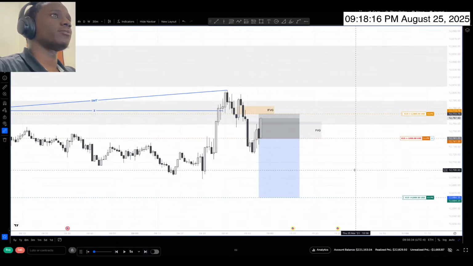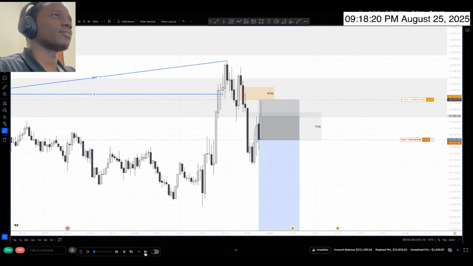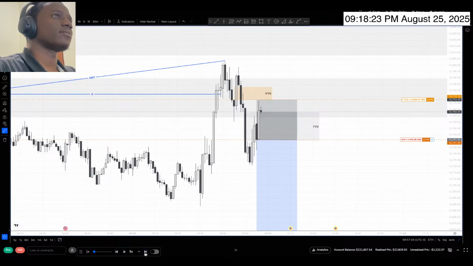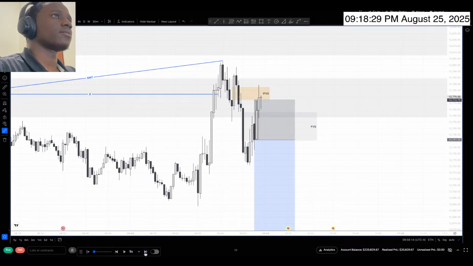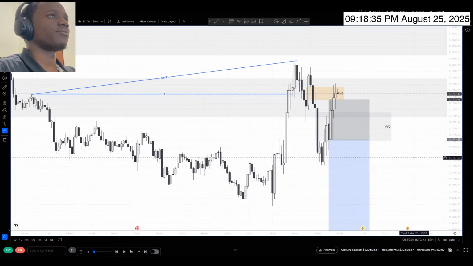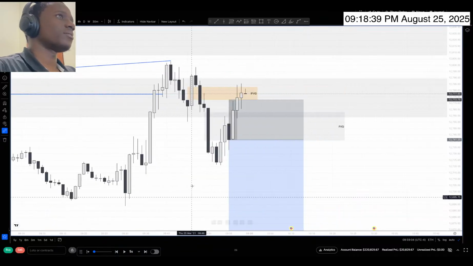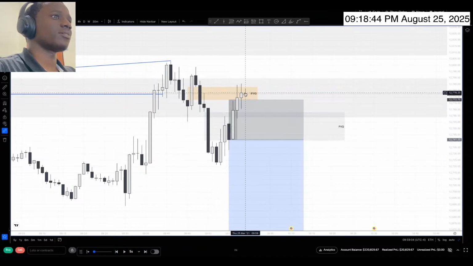Oh, directly to stop loss, man. Can't be serious. If it closes inside the inversion, man. So we actually had this gap here as well. And I'm honestly thinking of re-entering.